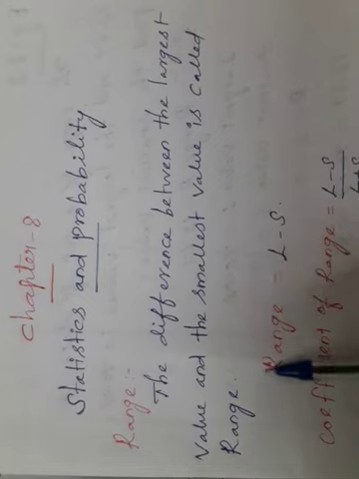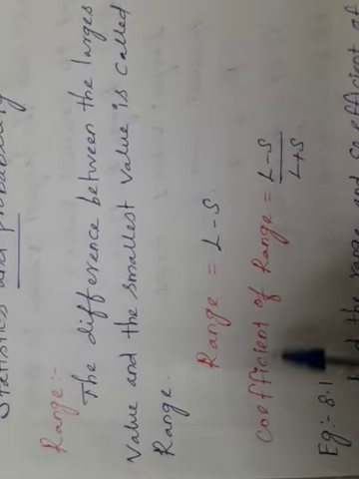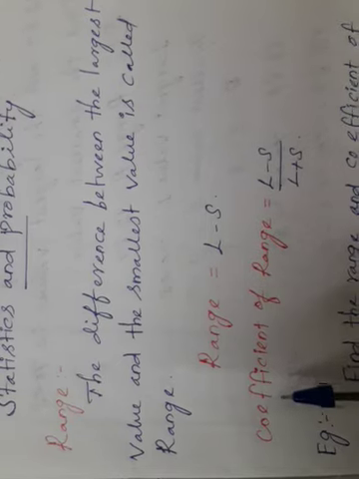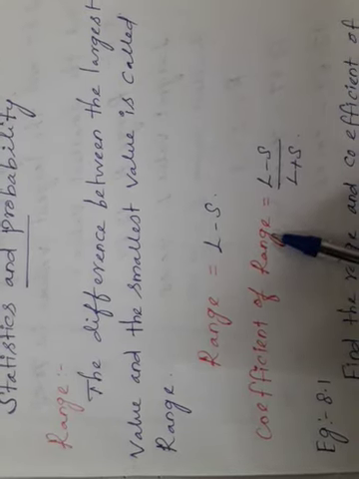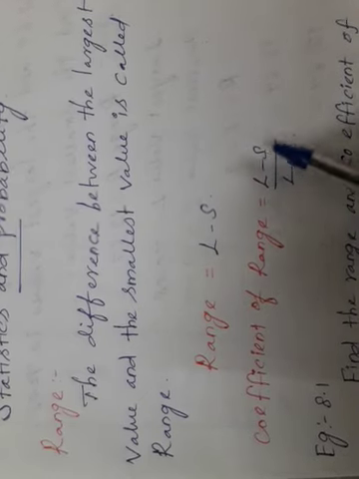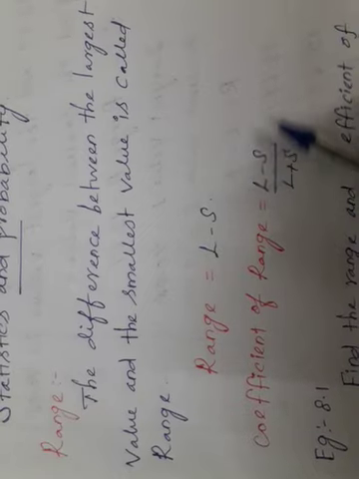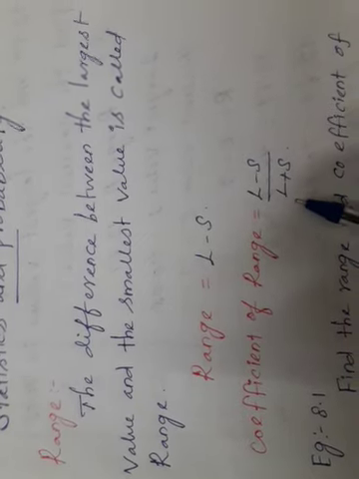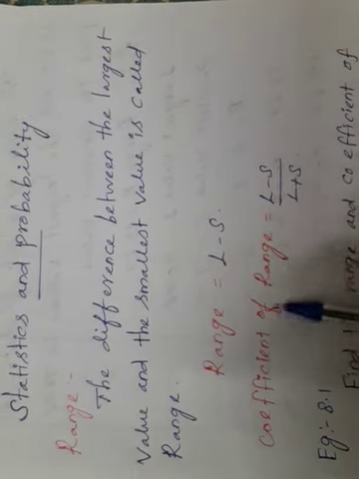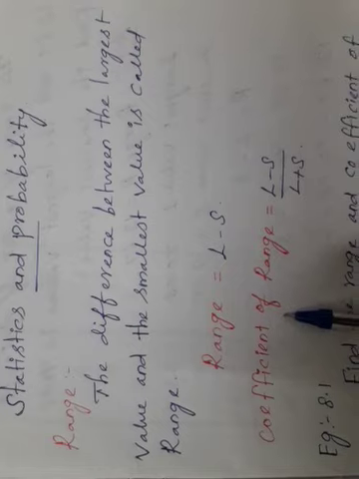So we have studied range already. Now we are going to study the coefficient of range also, as an extra. What's the formula? L minus S by L plus S. That means largest value minus smallest value by largest value plus smallest value. Using these two formulas, we have to find the range and coefficient of range. So we will see one example.